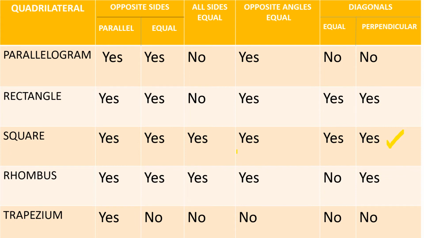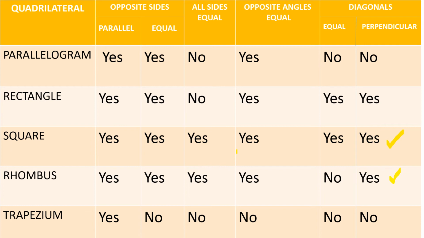Then for rhombus, opposite sides are parallel and equal, all sides are equal and opposite angles are equal, but diagonals are not equal, but diagonals are perpendicular to each other.